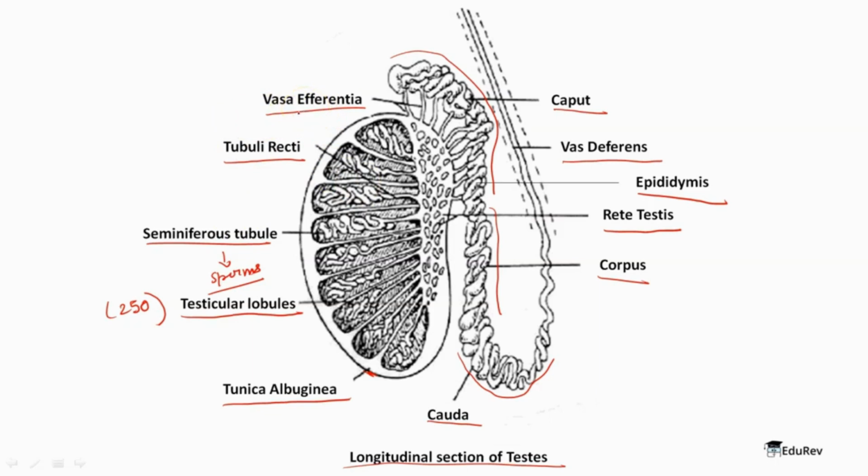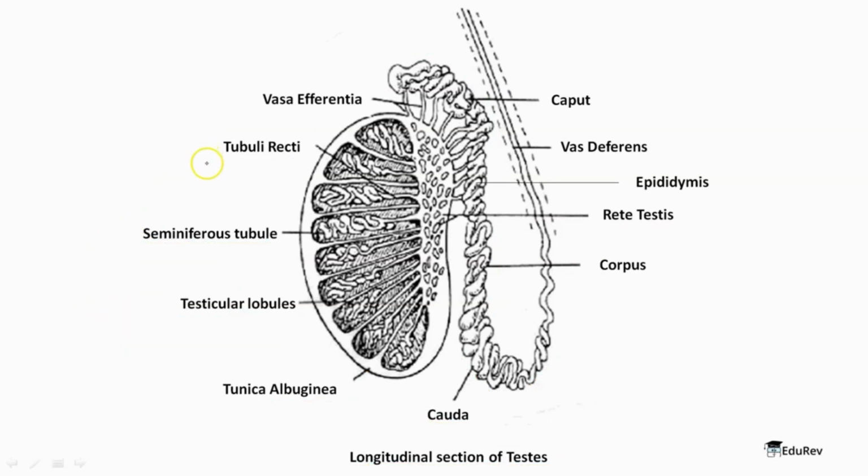Outside the tunica albuginea, there is one more layer, which is known as the tunica vaginalis, which is made up of connective tissue. We know that the testes are present inside the pouch named scrotum. The testes are attached to the scrotum with a fibrous structure known as the gubernaculum.